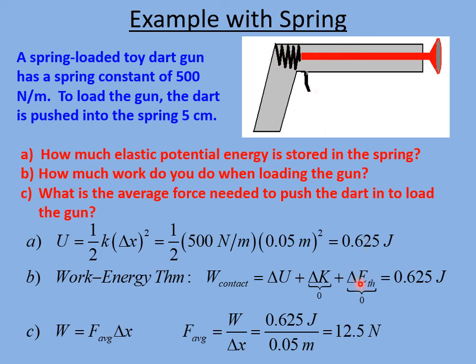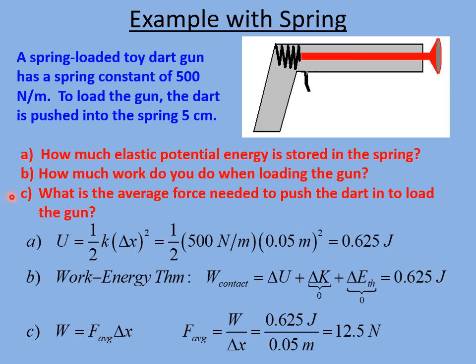And then there's no friction, so there's no change in thermal energy. So what this basically says here is that the work that you do to push in the dart is equal to the amount of energy that's stored in the spring. And we know what that is. It's 0.625 joules, so that is our answer.